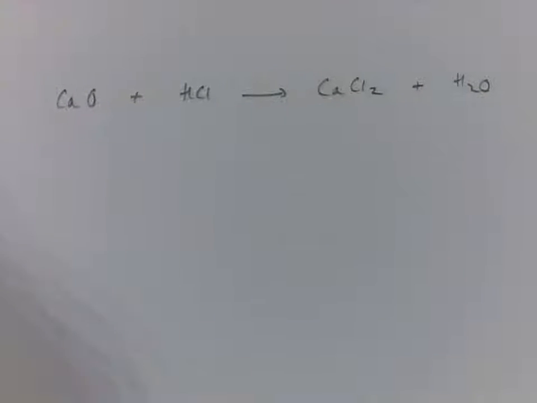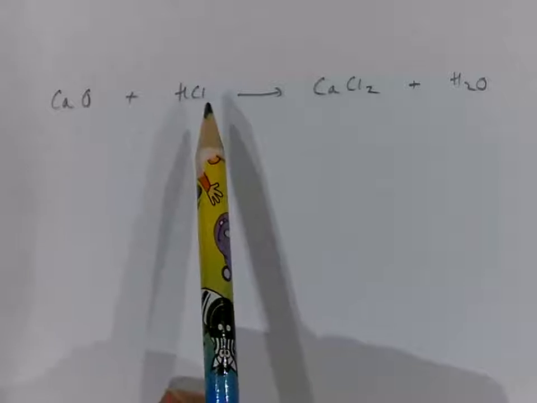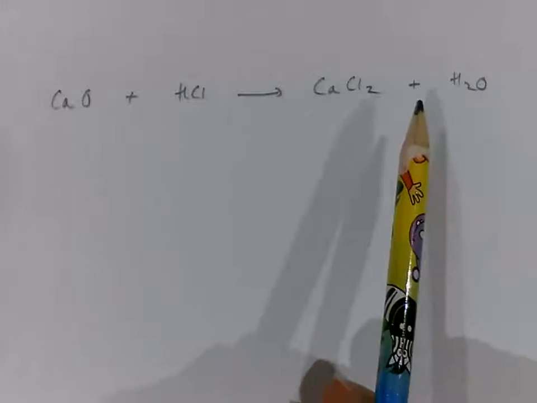Okay, let's try a slightly more complex one. If you'd like to put this in your books, just pause the video, write down the unbalanced equation, and then I'll model how to balance it. So this is a reaction between calcium oxide and hydrochloric acid, gives us calcium chloride and water.